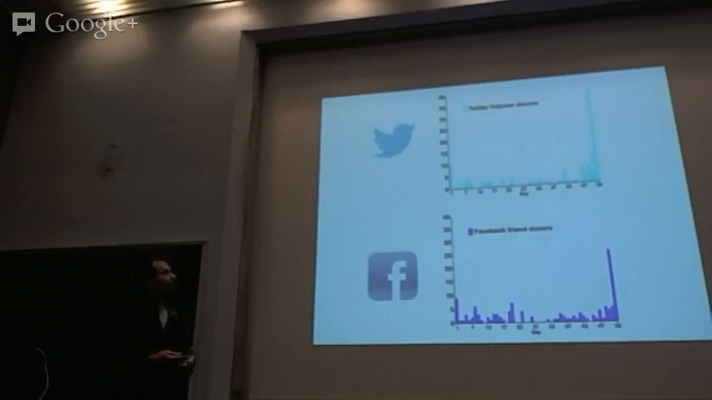You can look now and ask, when did my Twitter followers donate in the course of the campaign? This is just marking which day of the campaign it is, and how many people gave on that day. So again, a number of followers and friends donated on the first day, and they surged at the end, otherwise spread out throughout the campaign.